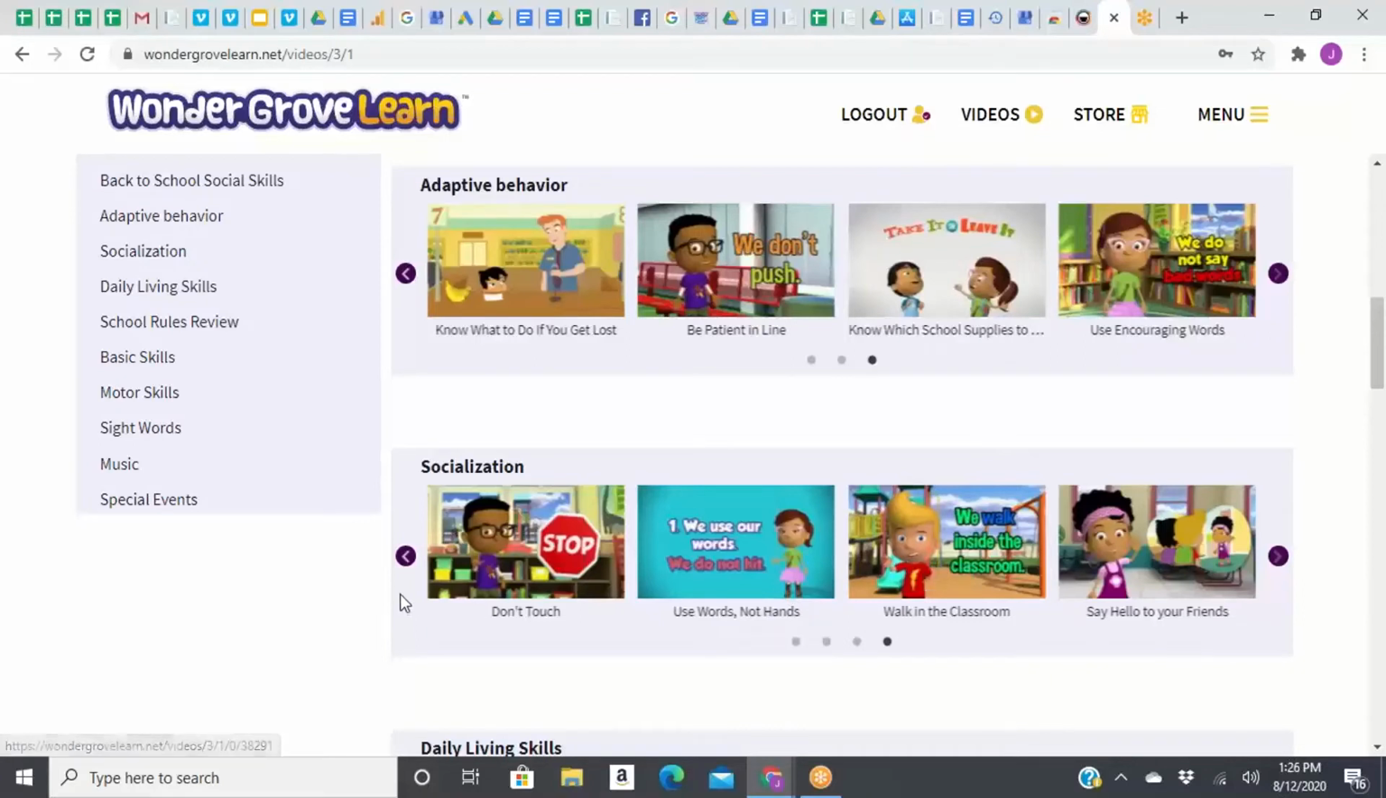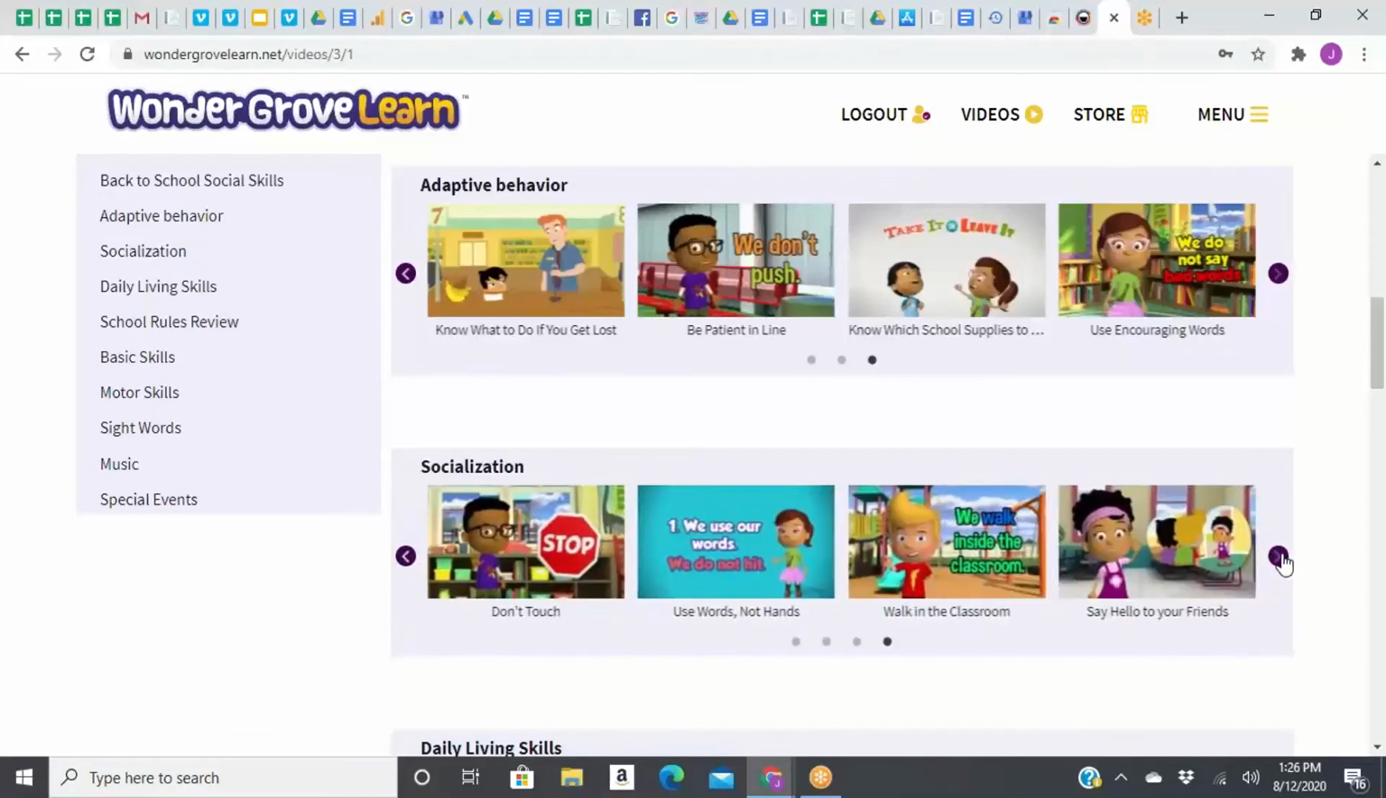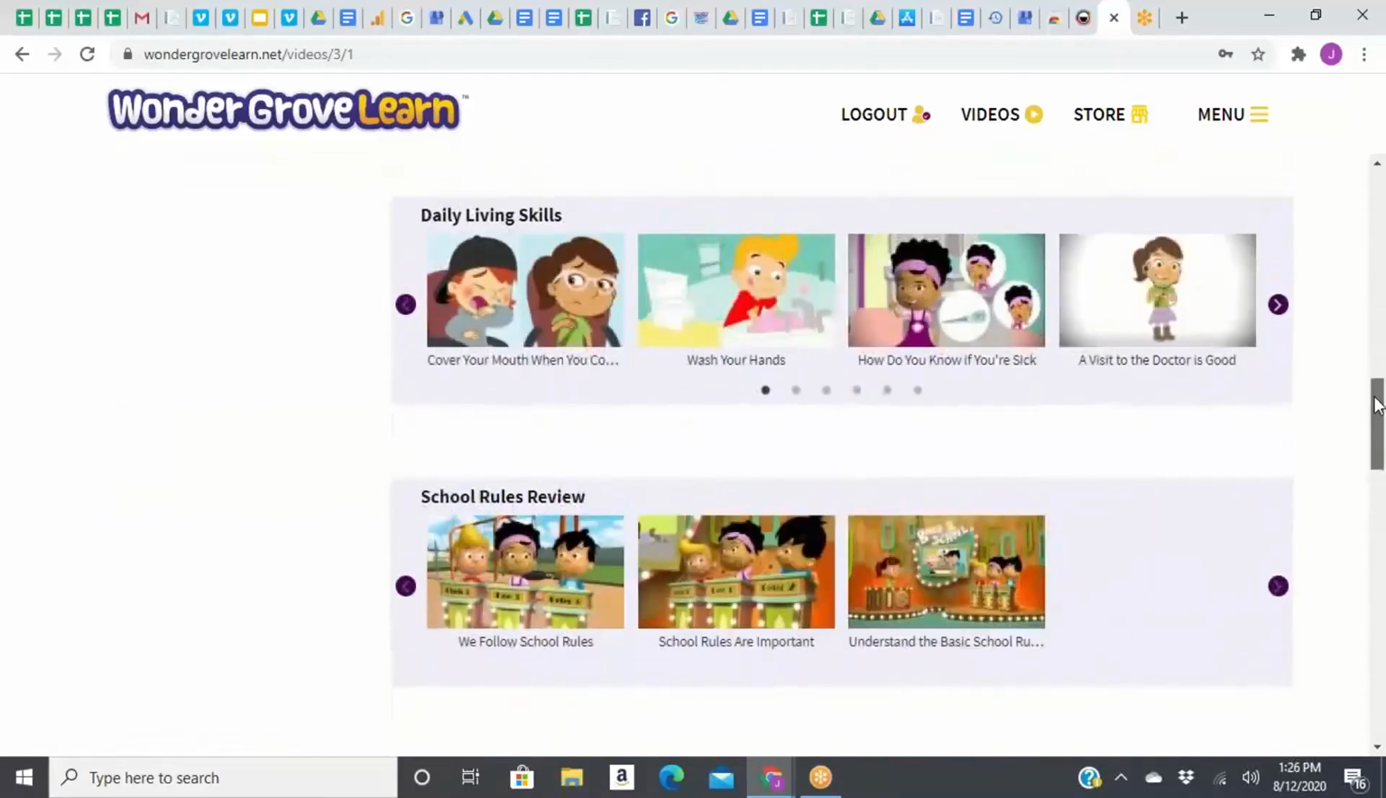Walking in the classroom, that's kind of an extension of use your walking feet. So it's another character saying it in a different way and saying hello. So you've got some communication there as well.